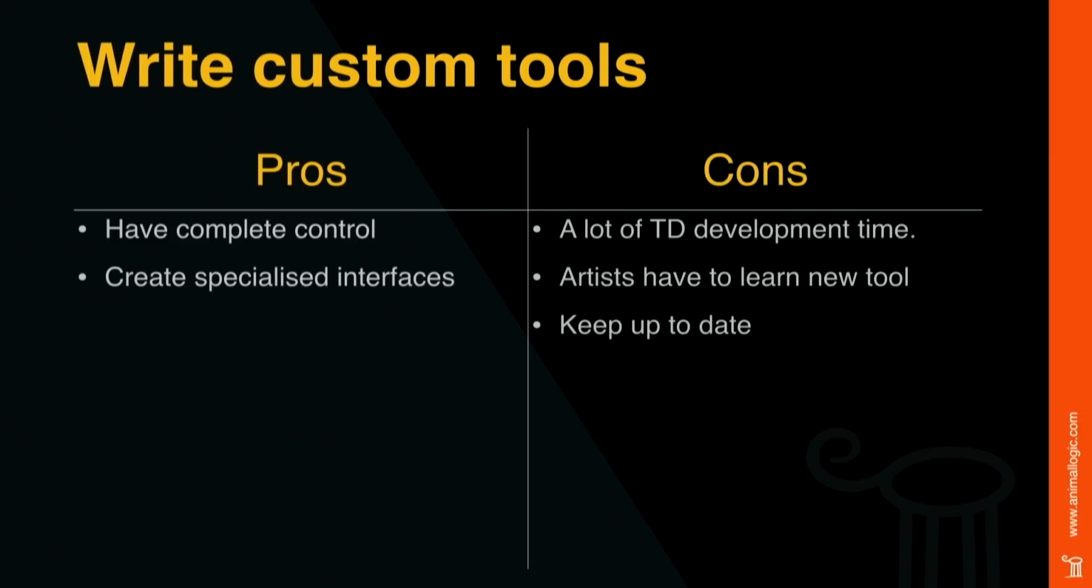Big disadvantages: a lot of TD development time that we just didn't have available as resource. Artists have to learn new tools. In Animal, as a department, we have a tendency to hire Houdini guys and Houdini artists, so for them to come in and then have to learn all of these new tools is quite a big task. And then there's the constant need to keep it up to date. USD is still developing and changing very rapidly, and as a company, if you're writing custom tools, trying to keep it up to date is, again, a lot of resources and a lot of time.